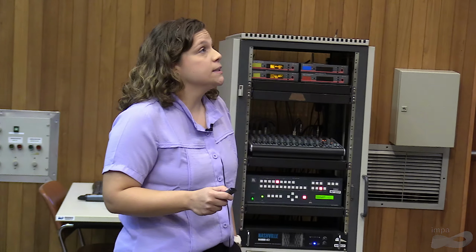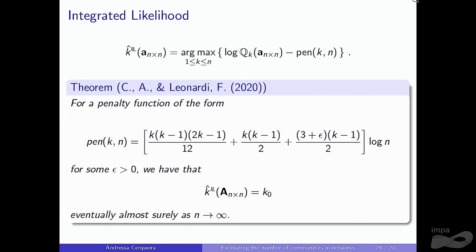So with the penalty term, it's possible to prove that if I choose an appropriate penalty term, this estimator is equal to K0, the true number of communities, almost surely, right? So here, the penalty term has this expression, but it's almost, let's say, K to the power 3 log n, right? If we just look at this expression here.